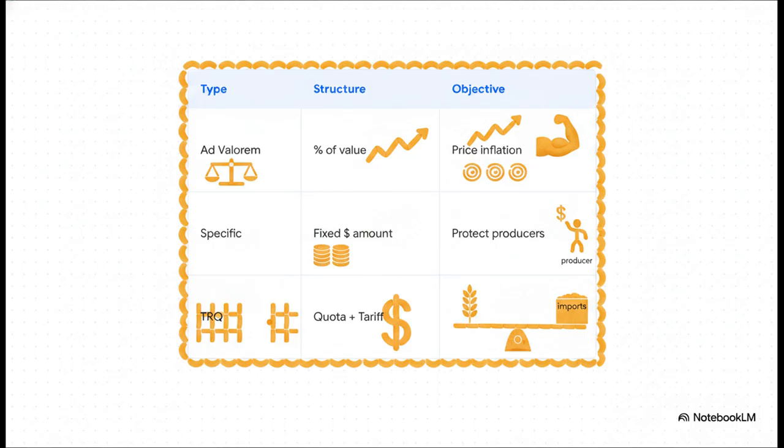Next, we have a specific tariff. Now, this is a fixed dollar amount per physical unit, so exactly $5 per barrel of imported oil, for example. That structure is designed to protect domestic producers, even if market prices are wildly fluctuating. Finally, there's the tariff rate quota, or TRQ. This is kind of cool. It combines a quota with a tariff. So, a lower tax rate applies to imports up to a certain quantity, but the second you cross that threshold, bam, a much higher tariff kicks in. This one is heavily used to balance domestic agricultural supply while keeping foreign market dominance in check.